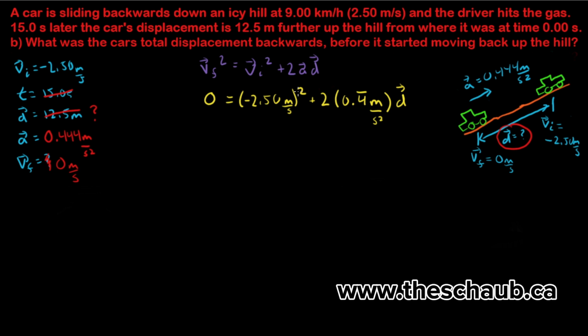Negative 2.5 squared is equal to 6.25 meters squared per second squared, because the units are squared as well, plus 2 times our 0.4, which gives us 0.8 repeating decimal meters per second squared. And this is all still multiplied by our displacement, d, and equal to 0. We're looking to get our displacement d all alone, so we start by subtracting 6.25 from both sides.